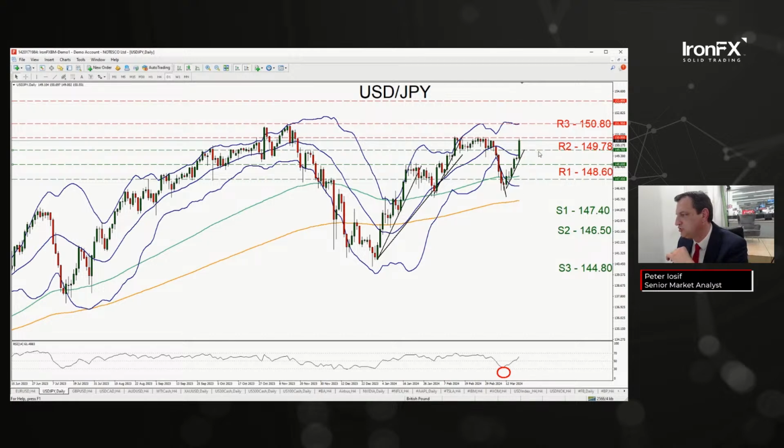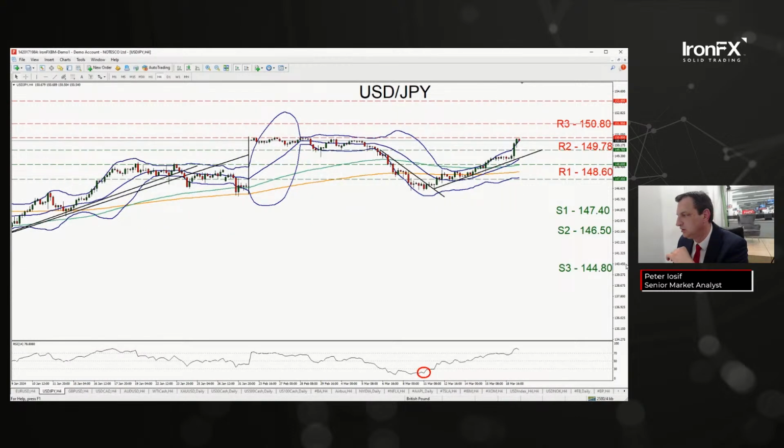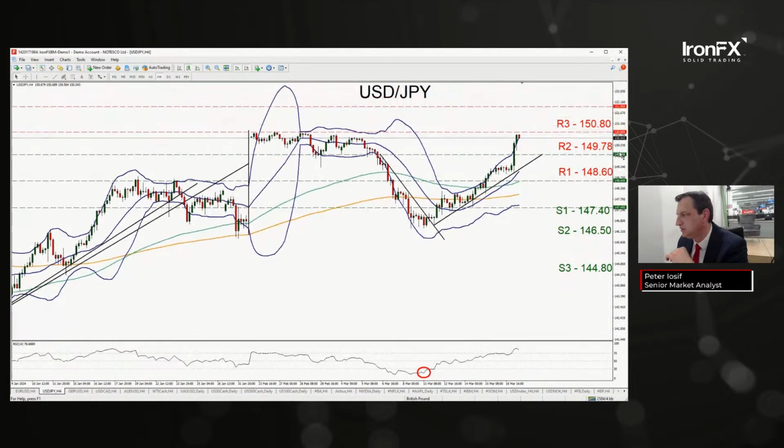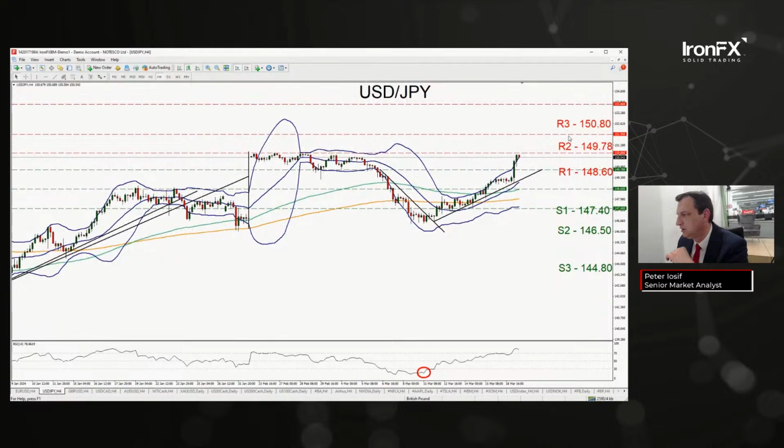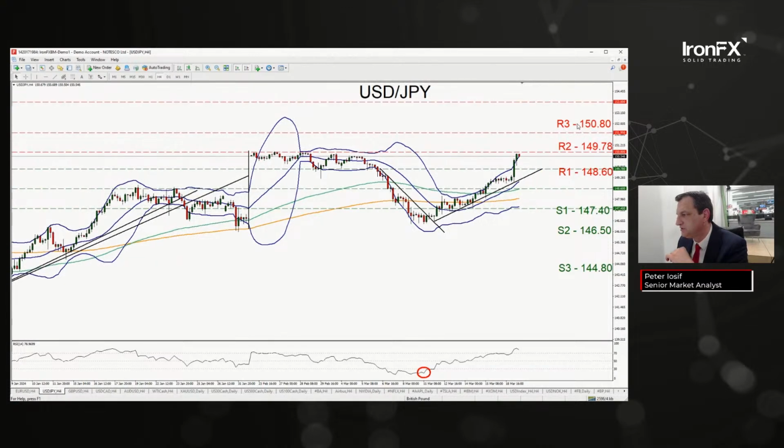Okay, and let's now drill into the 4-hour chart. Readjusting it. Let's reposition the labels and correct them. Starting with the R3 being set at 153.80. The R2 at 151.95. The R1 at 150.80.